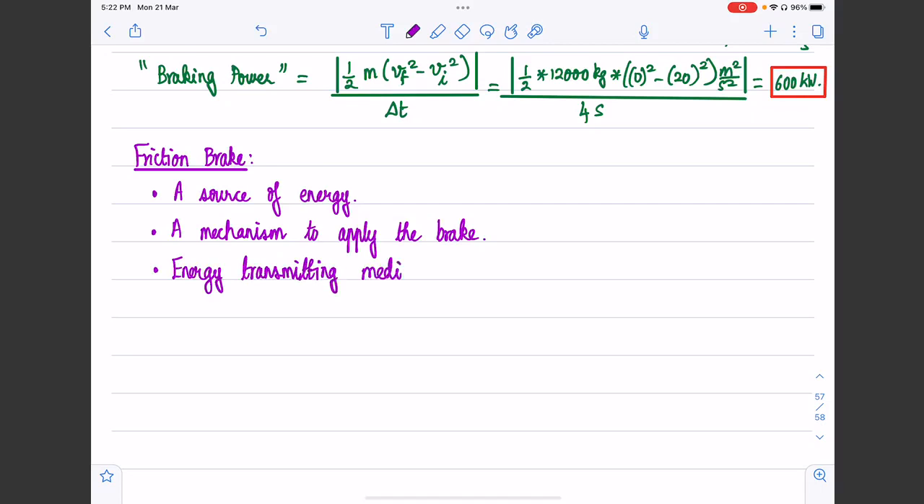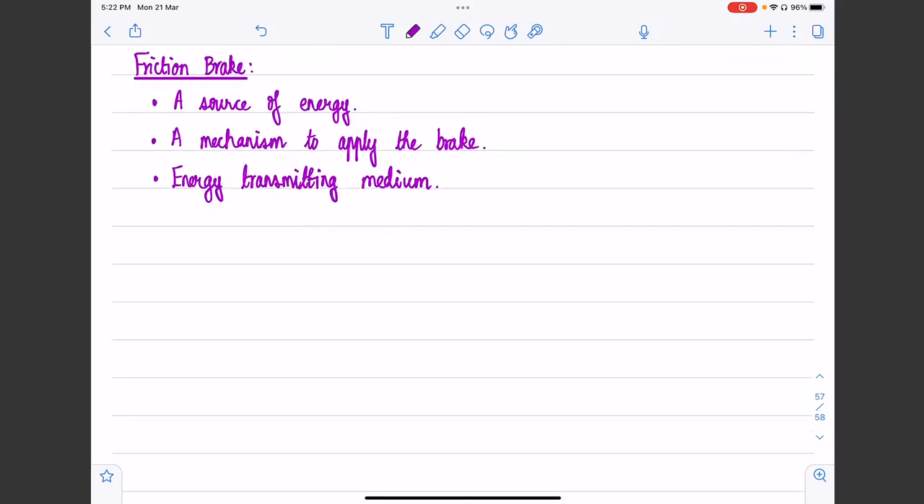So we come to the energy transmitting medium. For example, we can have mechanical links in a purely mechanical brake. We can have the brake fluid, like in a hydraulic brake system used in a car and the LCV. We also have compressed air, which is used as an energy transmitting medium in a heavy truck, bus, and so on, right? So those are typical energy transmitting media.